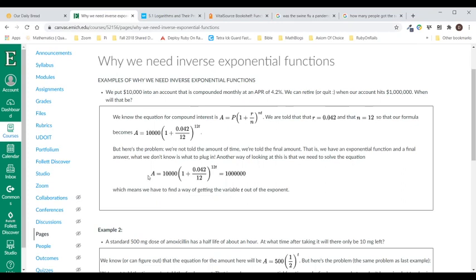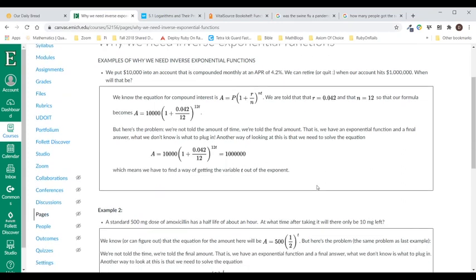That is, they're not telling us what to plug in. Another way of looking at this is that they're giving us an exponential equation, an equation with an exponential function in it, and asking us to solve for the exponent, which means that we have to find a way of getting the variable out of the exponent. Now, so far, what we've been doing is solving these graphically, but I have a number of people who are going, now, how do you do this algebraically? Well, this is what we're starting. Let's look at the second example.